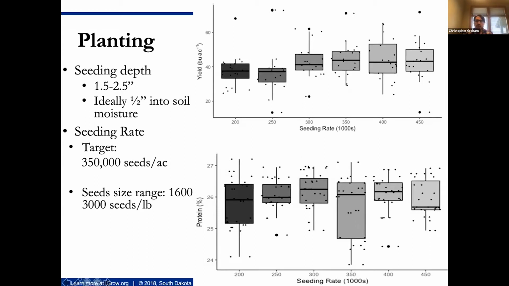Down below, this bottom graph is the same rates. This time it's looking at protein. I should mention that in these boxes, the bars are the averages, and the 25th and 75th percentiles are the boxes. Those bars show that there's really not a lot of protein difference at different seeding rates, because it's always a question people want to know: how does seeding rate affect protein? It's generally pretty flat.